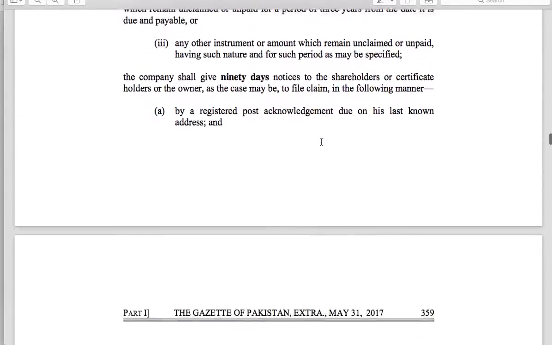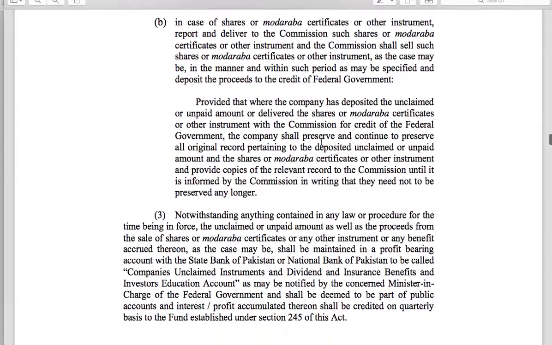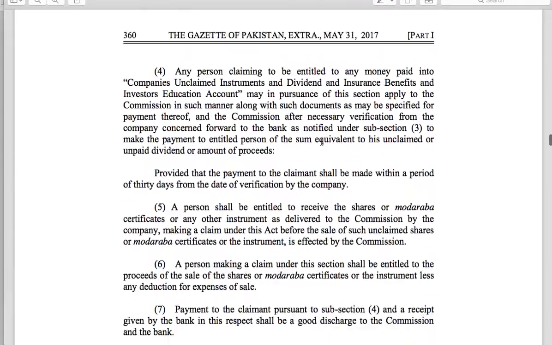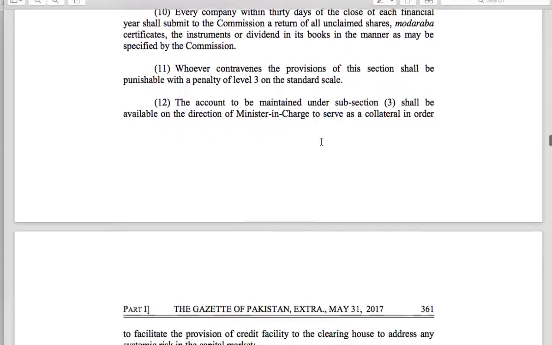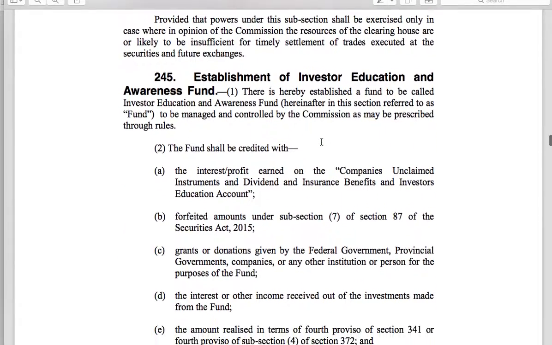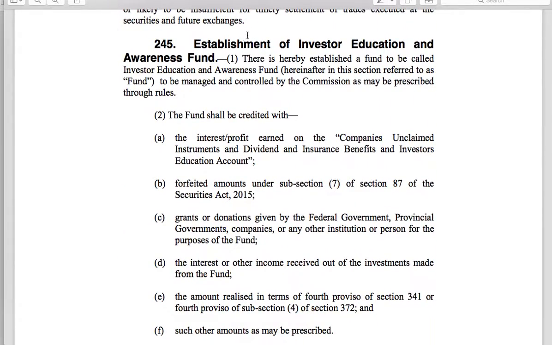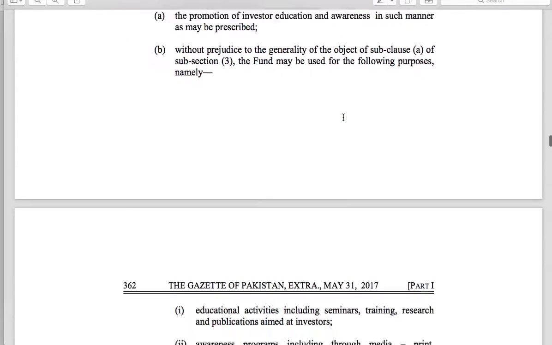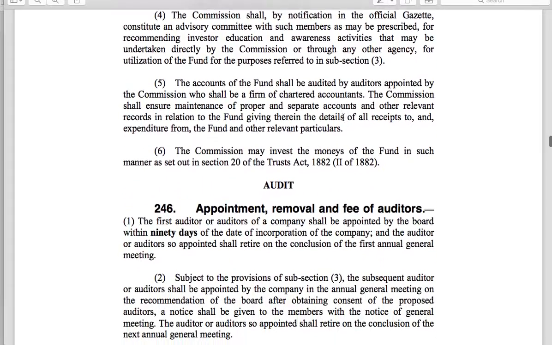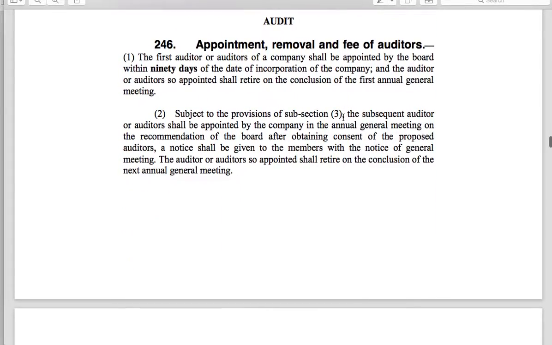So unclaimed shares, all of these matters have been very clearly defined in the Companies Act 2017, so that whenever a problem arises, there has to be establishment of an investor education fund, and so all of these sections have to be followed by different companies.